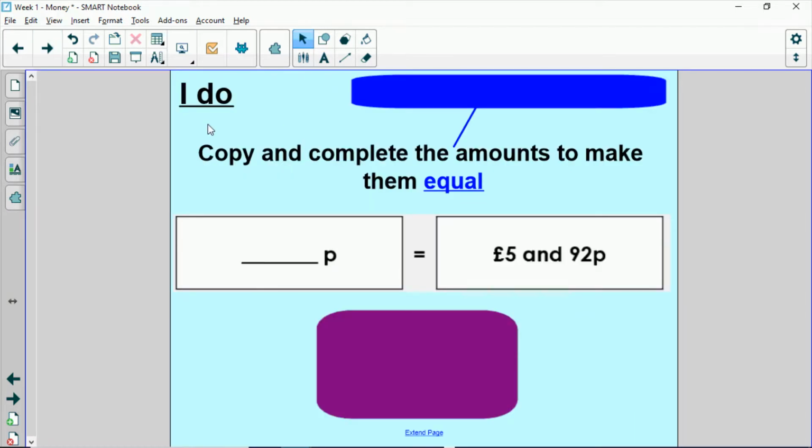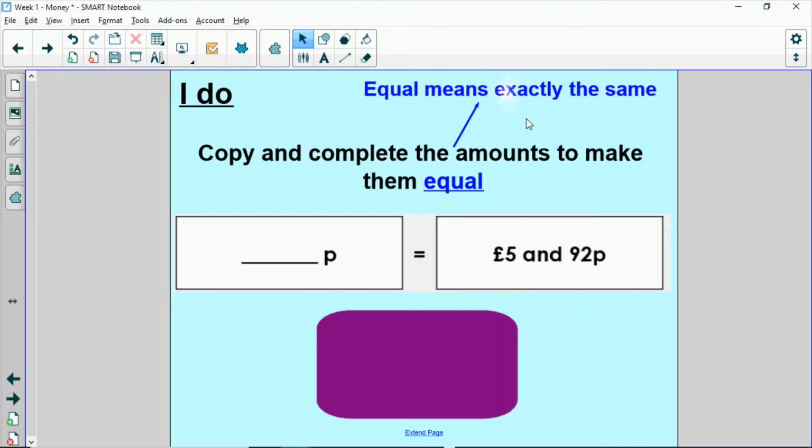It's an I do question, which means you don't have to write anything down, Year 4, but let's look at it together. Copy and complete the amounts to make them equal. Well, this word here, if you remember, equal means exactly the same. So this box has to be exactly the same as this one. Well, this is our blank, but we're told that we've got £5 and 92 pence.